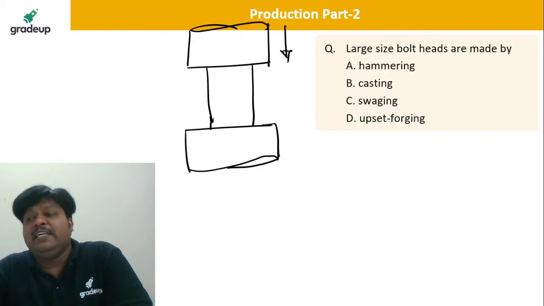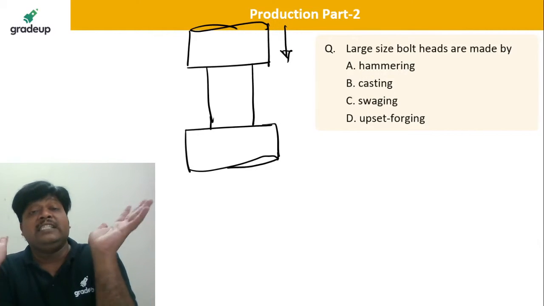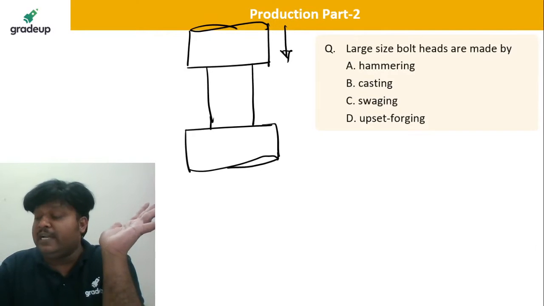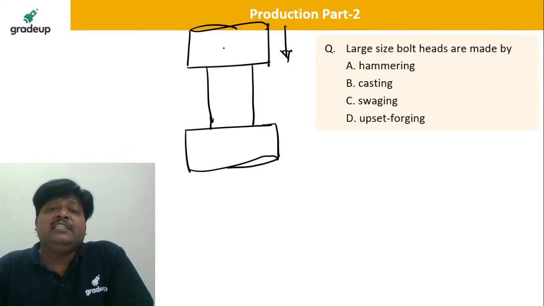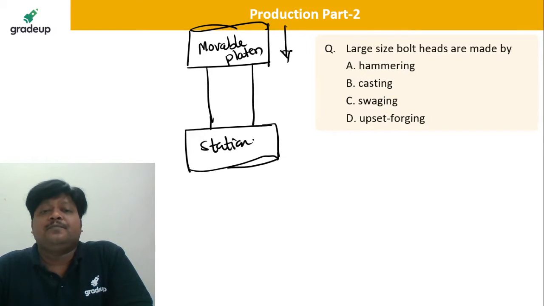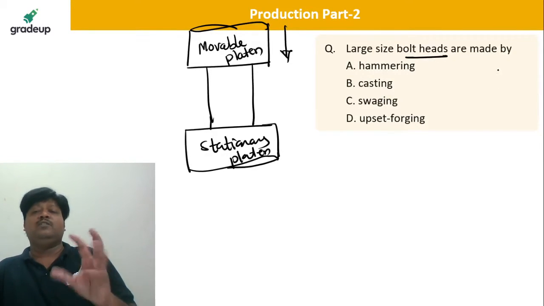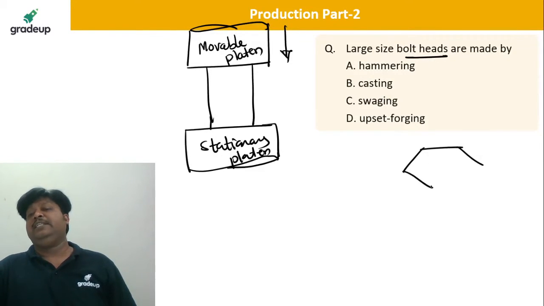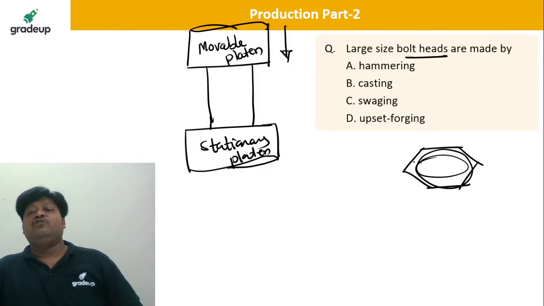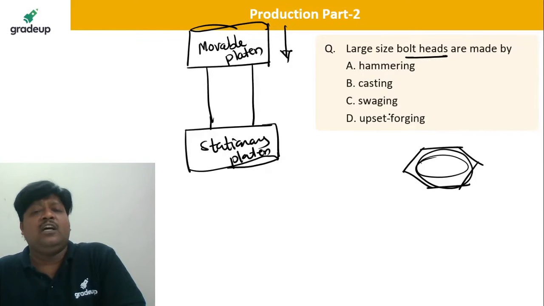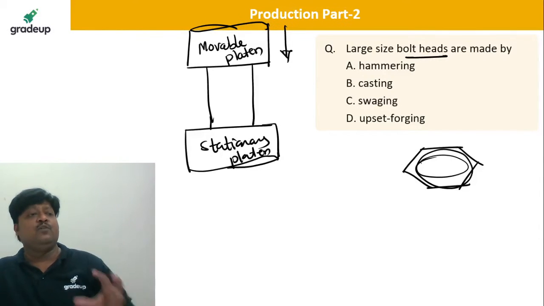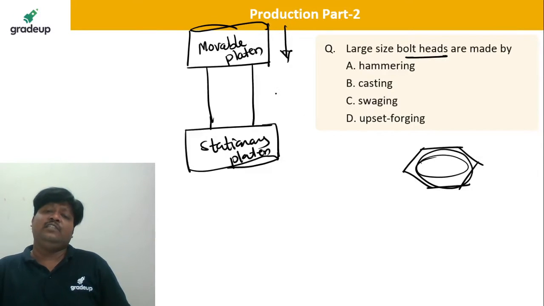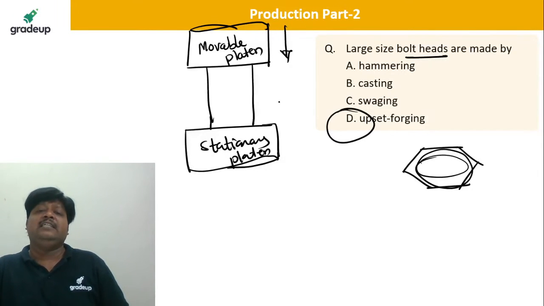Okay, so this is the process where, between the two dies, in open condition. See, in open condition, not in closed dies. These are the open dies. See, this is the movable platen and this is the stationary platen. Platen means die. So large size bolt heads, dear students, the hexagonal bolt heads actually, are made first by one of the miscellaneous forging processes. So this is nothing but what? This is the upsetting process.